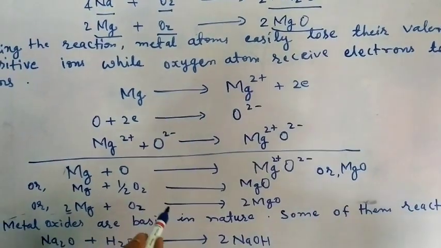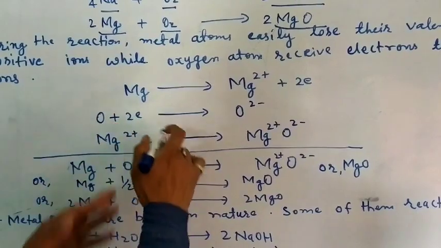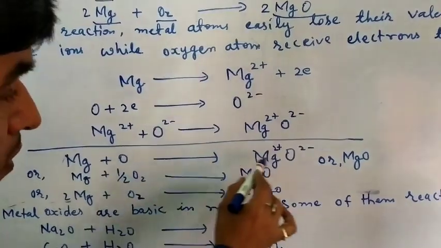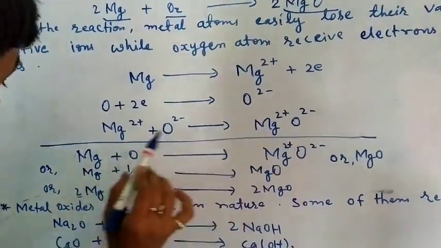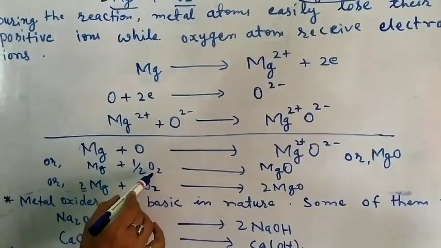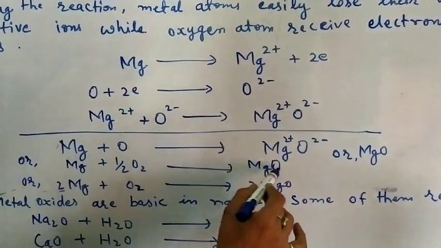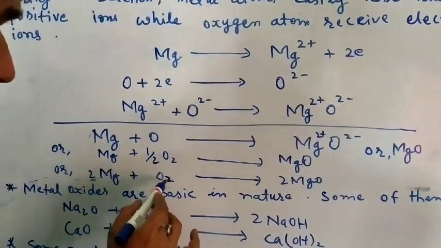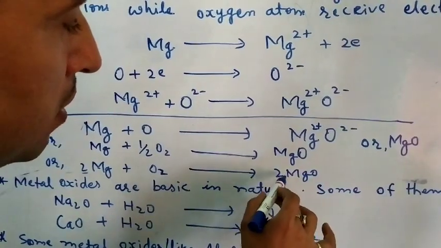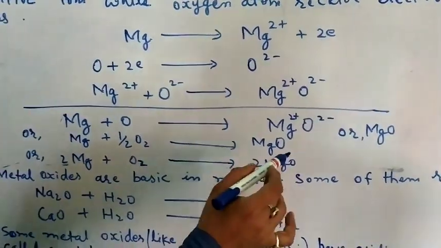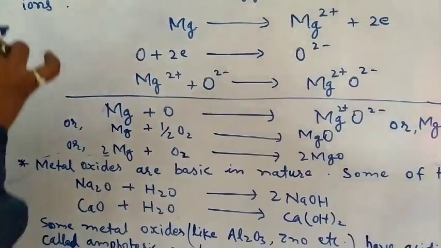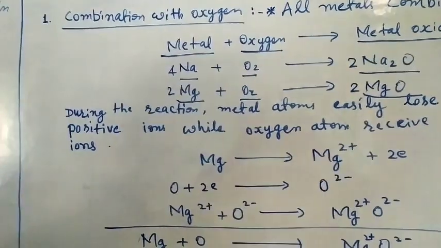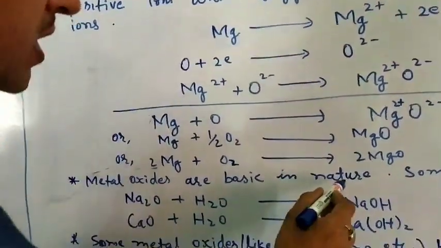If we sum up these equations, we find magnesium plus oxygen forms magnesium oxide, or magnesium plus half oxygen forms magnesium oxide, or 2 atoms of magnesium react with 1 molecule of oxygen to form 2 molecules of magnesium oxide. Now, the metal oxides that are formed are basic in nature.